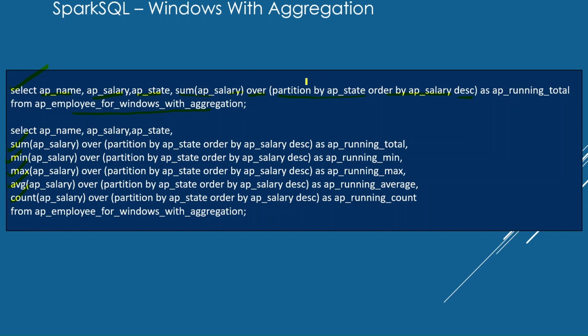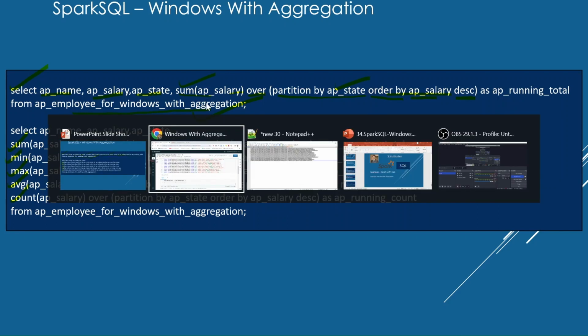It will partition the data with the help of this AP state column, and it will do the aggregate function sum, and it will order the data which is present in a particular partition with the help of an order by clause on AP salary in the descending way. So let's see, whenever we execute this query, which kind of output it is going to generate. So let's go to the Databricks.